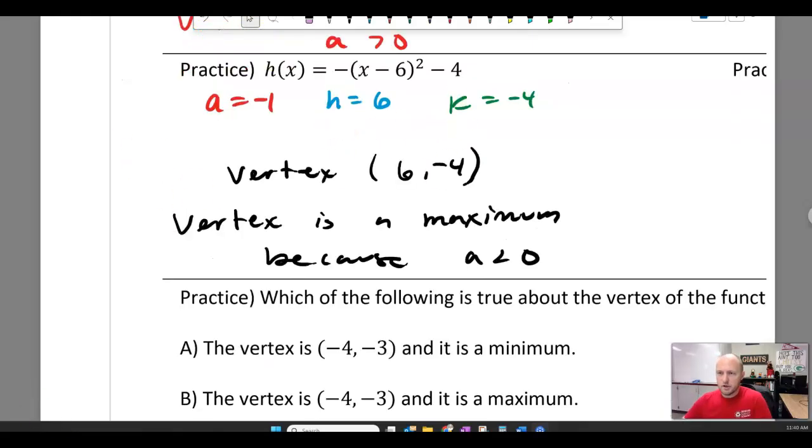All right, let's go ahead and look at the first practice problem. Hopefully you got the vertex is (6, -4), and it is a maximum because your A value is less than 0. H is 6, K is -4. So this vertex form tells us the center of our graph, (6, -4). And I know that this is going to be a maximum. It's downward facing because of that leading negative.